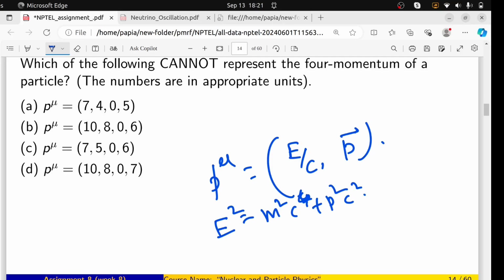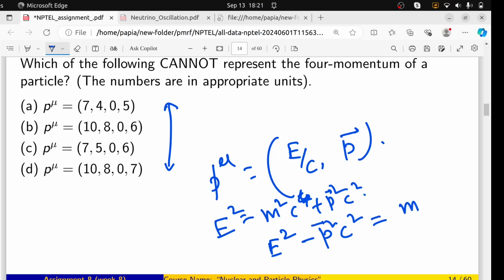And we have to check which among these four is correct or which one is wrong. So what does this mean? This means that, see, E squared minus P squared c squared. P is nothing but here P vector squared, okay, P squared c squared.